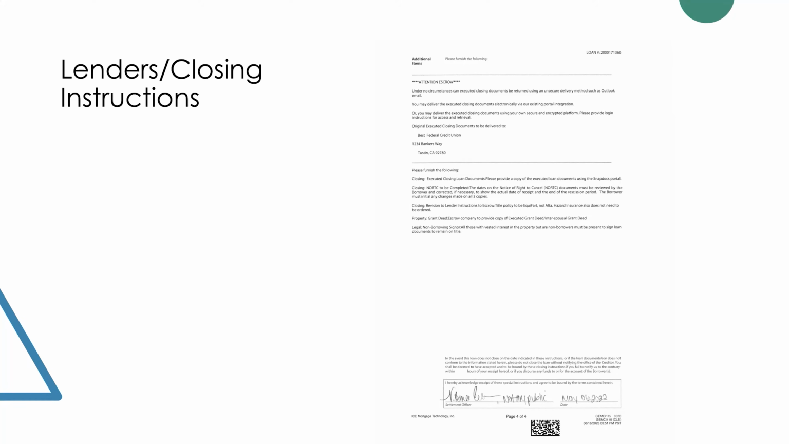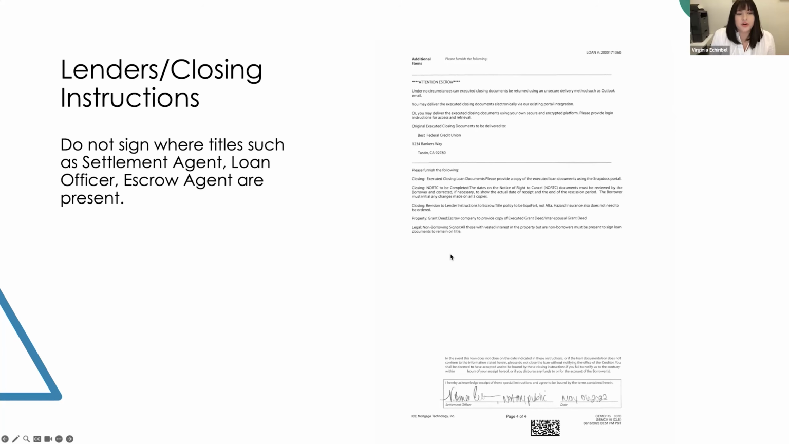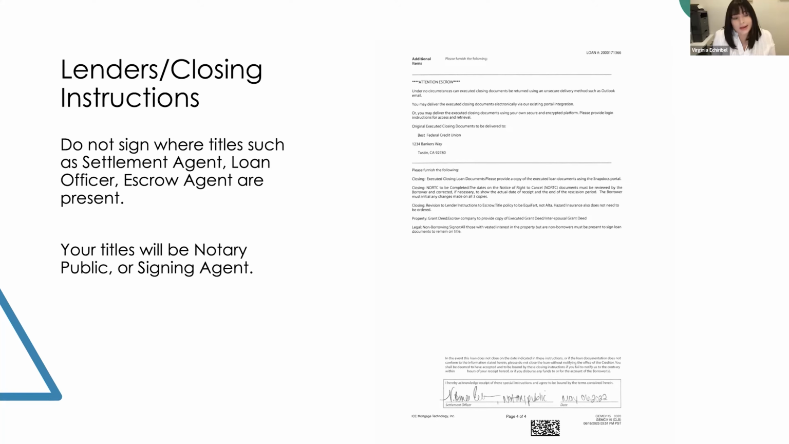So exactly, that's the error, is that lately we're seeing notaries sign where the lender or the escrow agent signs. So if you have a question on what your title is, you're not going to sign where it says settlement agent, loan officer, or escrow agent, right? Those are not your titles. So when in doubt, remember those. You're not the settlement agent, you're not the escrow agent. Those are the same things. And you're not the loan officer. So your titles most likely are just going to be notary public or signing agent. So you don't need to sign there.